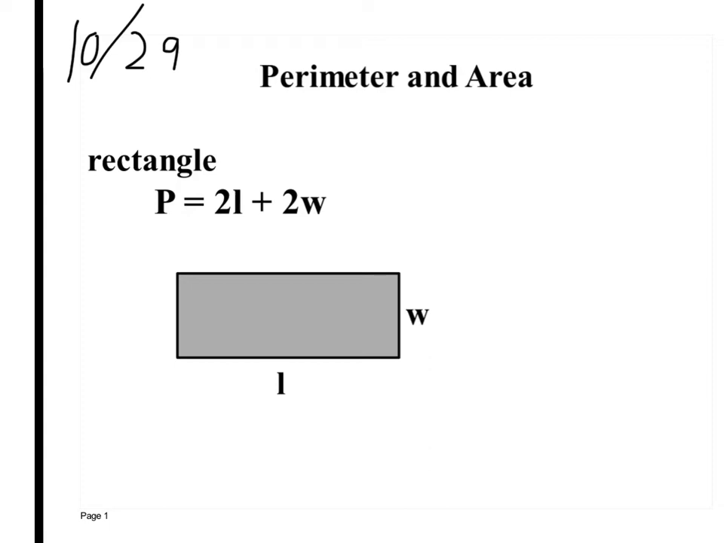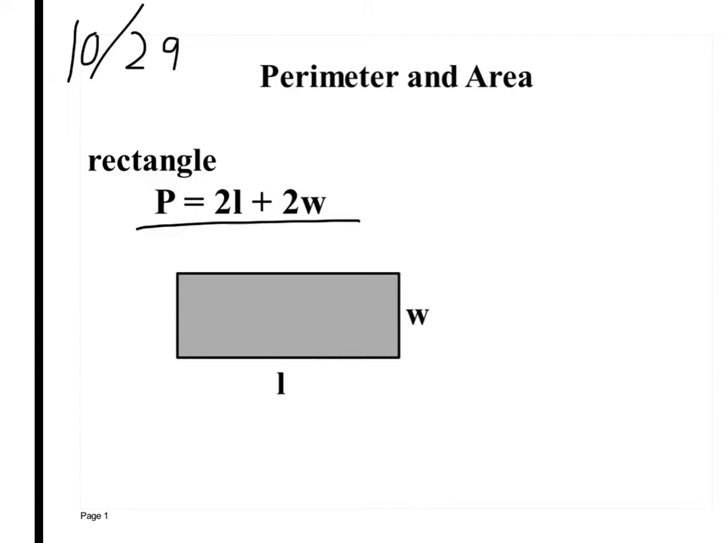Alright, today we're going to be talking about the formulas for perimeter and area of rectangles and triangles. It's important that you know what a formula is. It's just an equation that has different quantities in it to help you find other quantities. The formula they give for a rectangle is P equals 2L plus 2W.